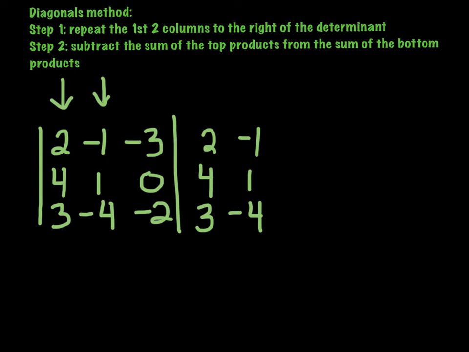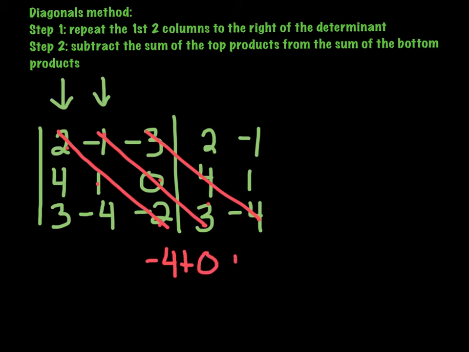Then it says subtract the sum of the top products from the sum of the bottom products. And that doesn't make any sense unless you see what I'm going to do. First, I'm going to find the three diagonal values. These, and these. So I'm going to multiply 2 times 1 times negative 2 gives me negative 4. Add it to negative 1 times 0 times 3 is 0. And add it to negative 3 times 4 times negative 4, which gives me 48. And so if I add those together, I get 44. So that's your first sum. And then we're going to do minus the other.